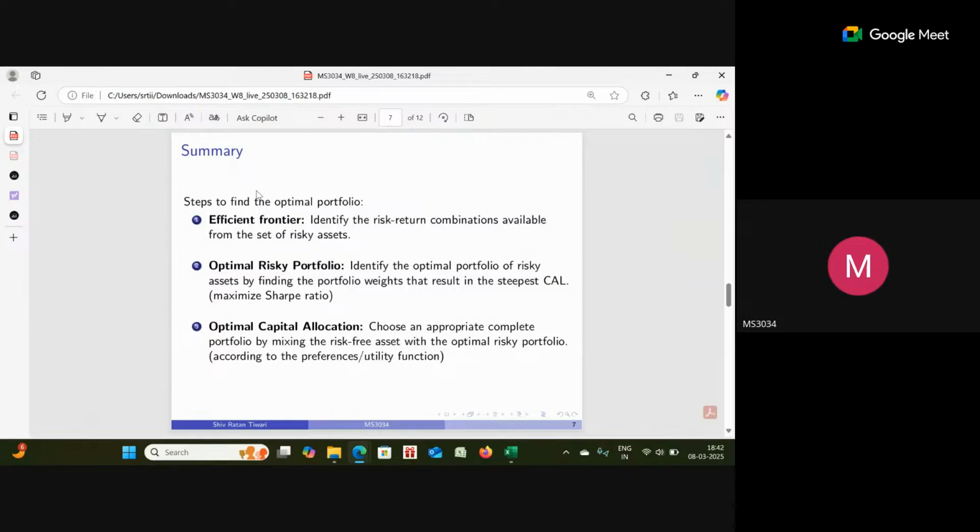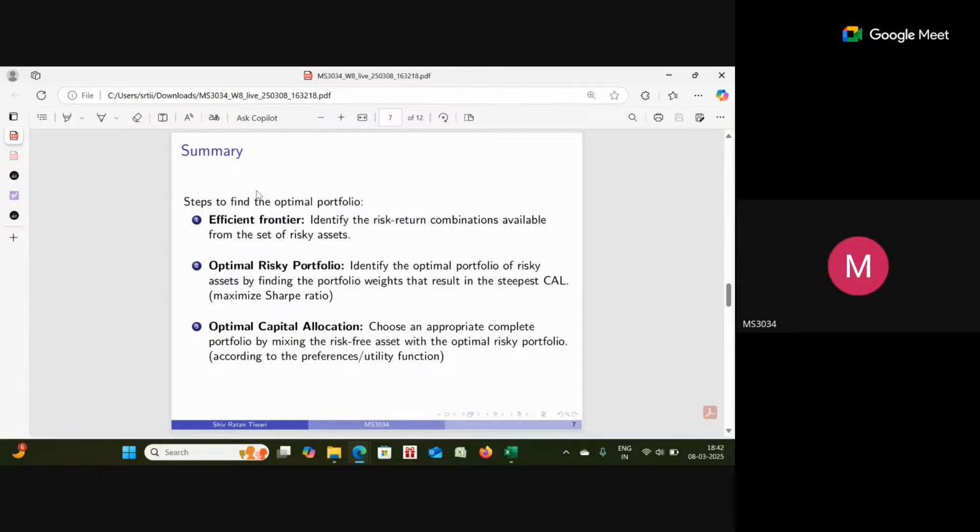That means you are finding the capital allocation line with the steepest slope. So the optimal portfolio of the risky assets is found by finding the portfolio weights that result in the steepest capital allocation line. That means you are maximizing the Sharpe ratio.